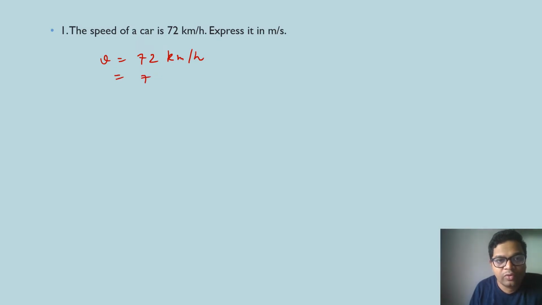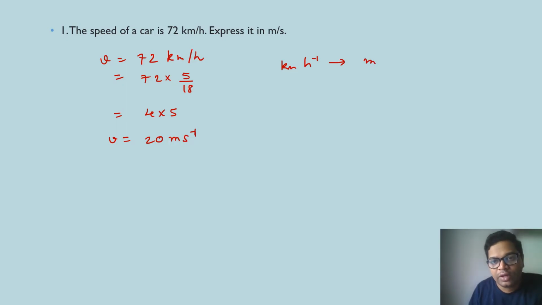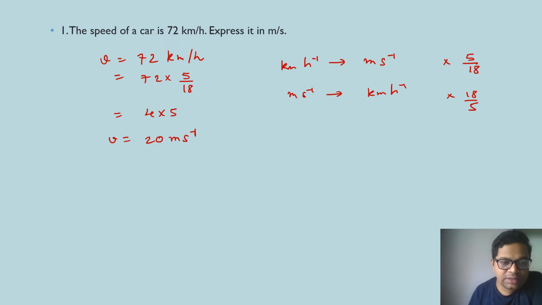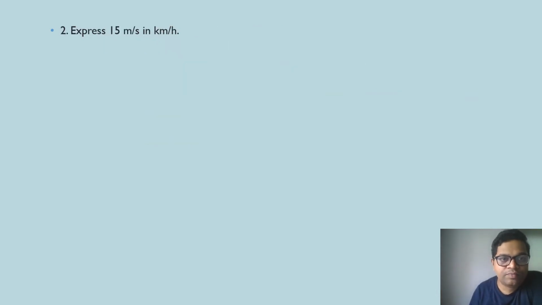Here what we do is 72 into 5 by 18. So this will be 4 into 5. The answer is 20 meter per second. If you want to convert kilometer per hour into meter per second, you will have to multiply by 5 by 18. And if you want to convert meter per second into kilometer per hour, you multiply by 18 by 5. Okay, so let's see the next question.